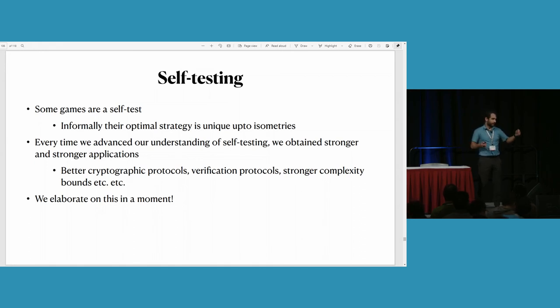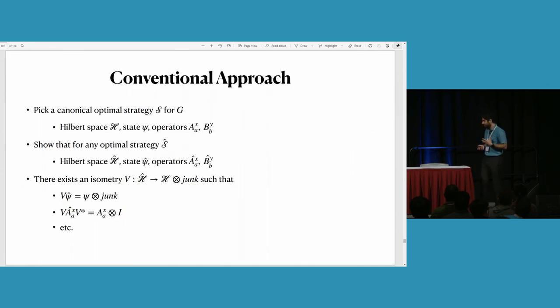I'll elaborate on this in a little bit, but I would like to tell you that every time we advanced our understanding of this concept, self-testing, we were able to prove or obtain stronger and stronger applications. For example, better self-testing has led to better cryptographic protocols, verification protocols, stronger complexity theoretic bounds, and so forth. We will see what I mean by better self-testing. But first, let's see how conventionally we prove these self-testing theorems.